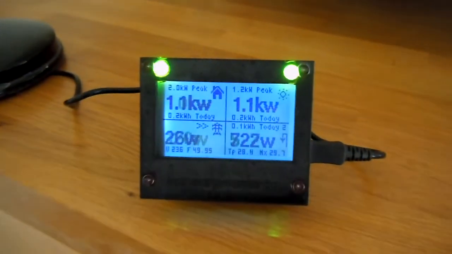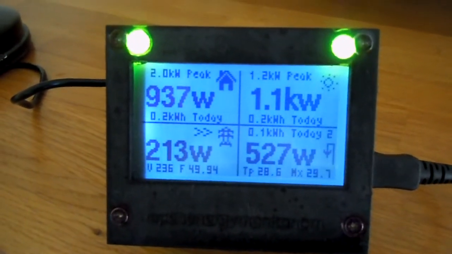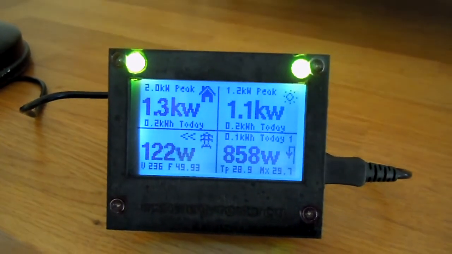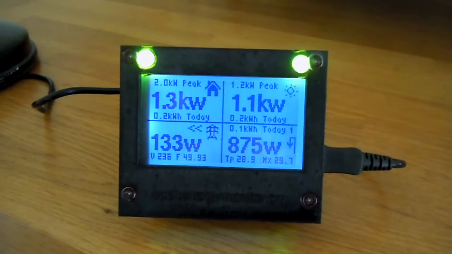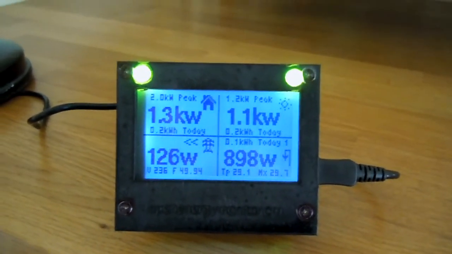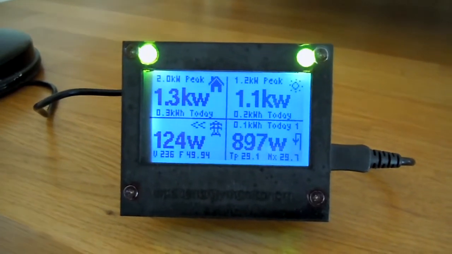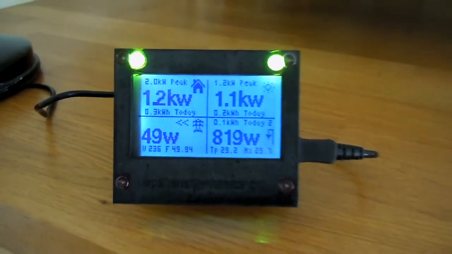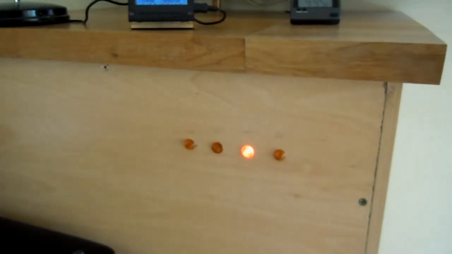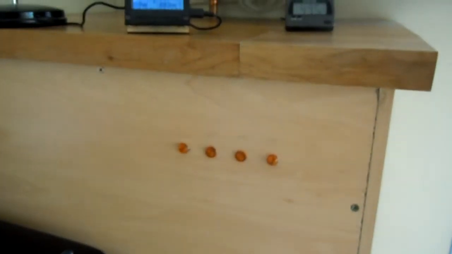Another look at the display. It's roughly balancing. The whole situation here is very dynamic, with things going on and off and loads varying. Anyway, that's the story.